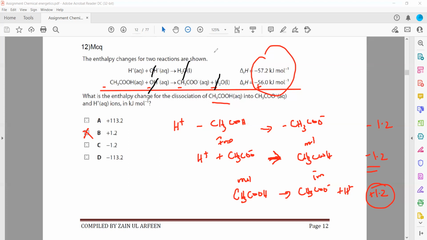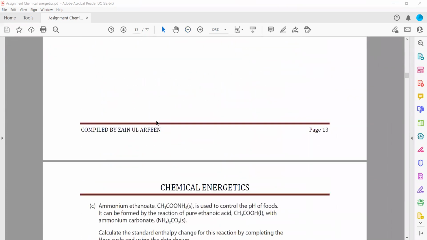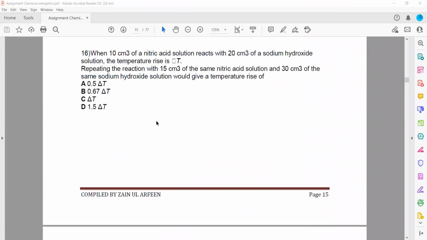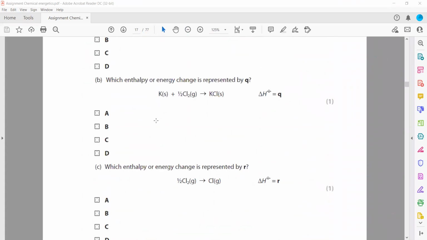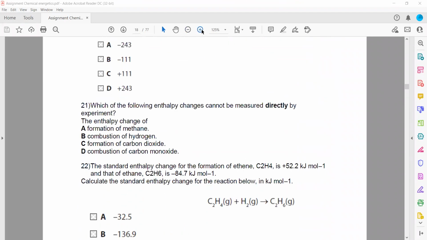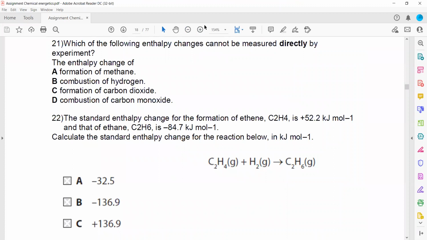Then next is question 21. Which of the following enthalpy changes cannot be measured directly? Basically, for endothermic reactions, we cannot measure the energy change directly. What is the reason for that?